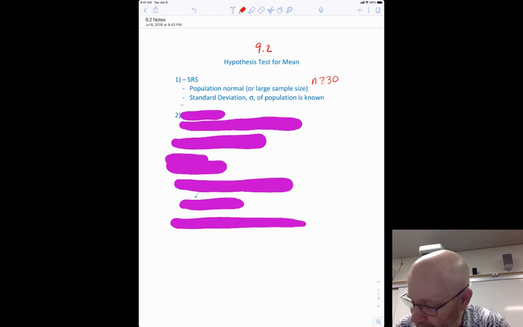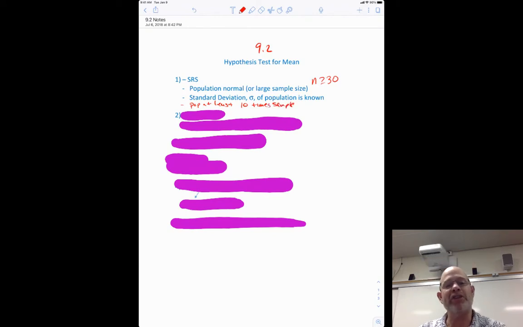And then the last one, sorry that I didn't write on here, is population at least 10 times the sample. Kind of a weird condition that the standard deviation has to be known, but there is a different test if we don't know it, so that's why we need to write it in there.